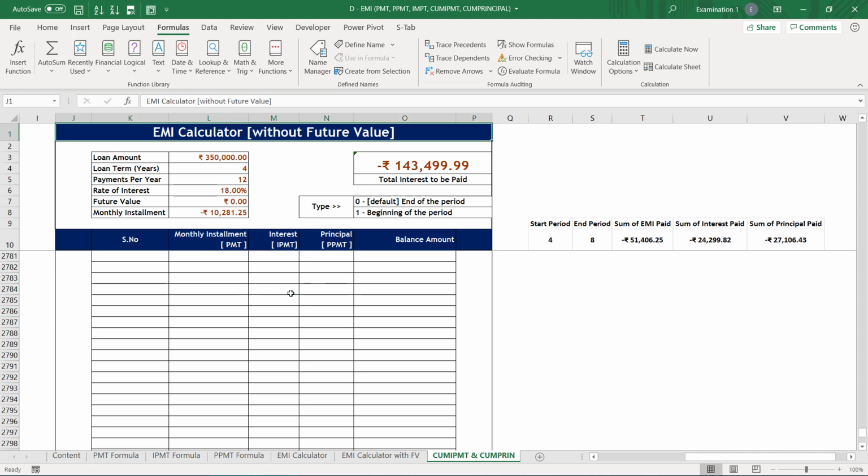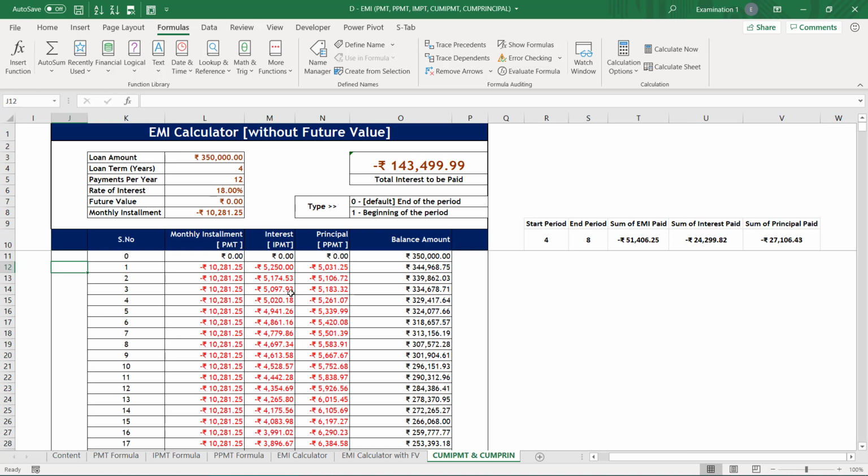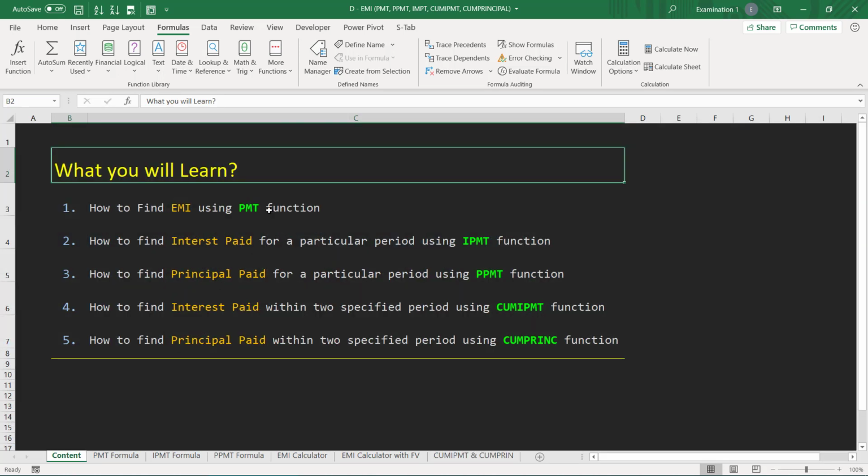Alright, so I hope your doubt is clear related to these 5 functions that we talked about earlier: PMT, IPMT, PPMT, and these 2 as well.